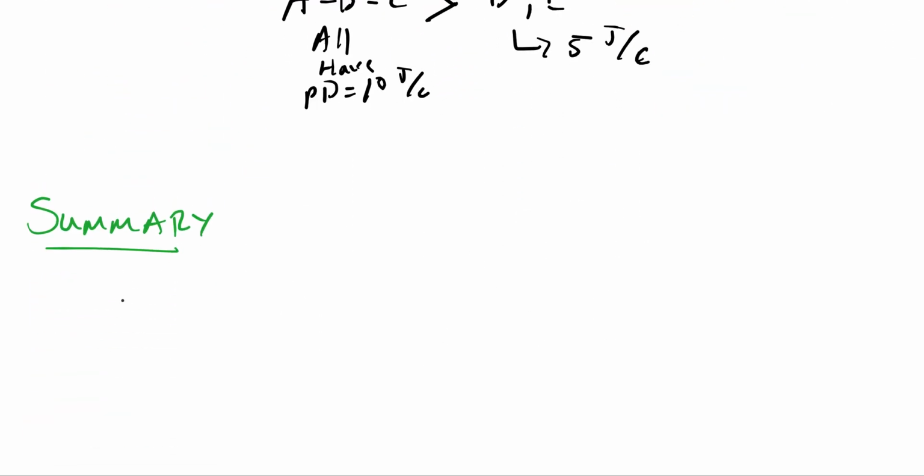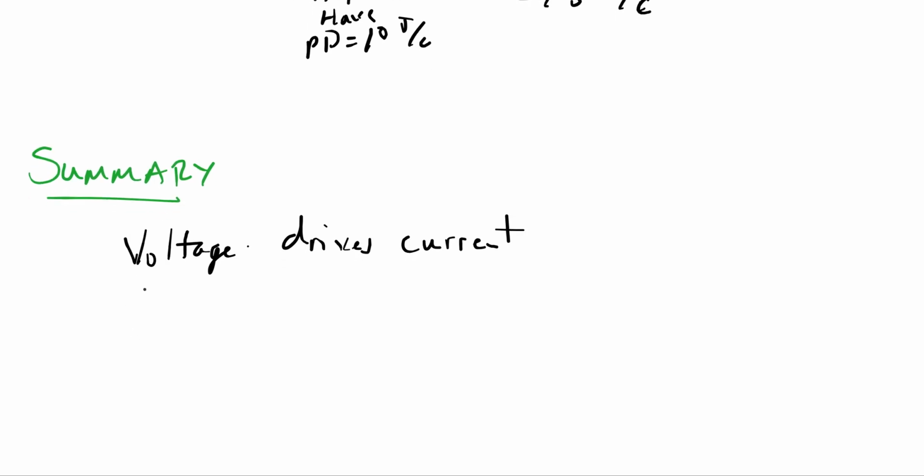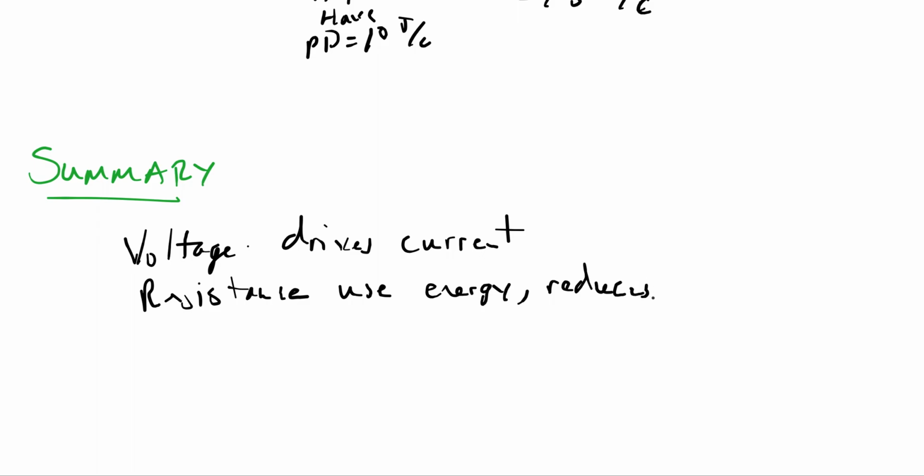All right, so in summary, voltage drives potential. Drives current. When I want to think about resistance, resistance uses energy or reduces potential. So taking that energy out by my resistor is converting that energy to something else.